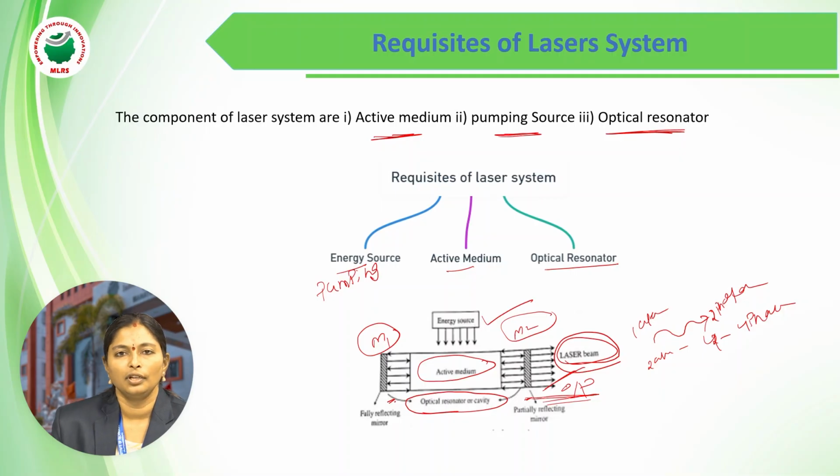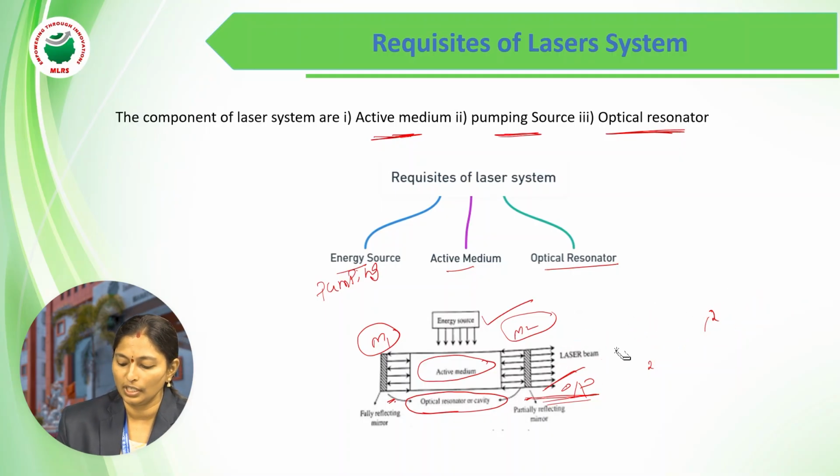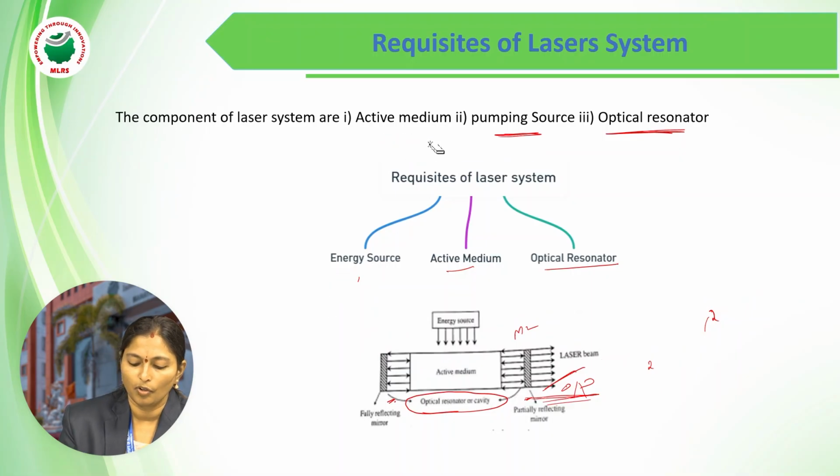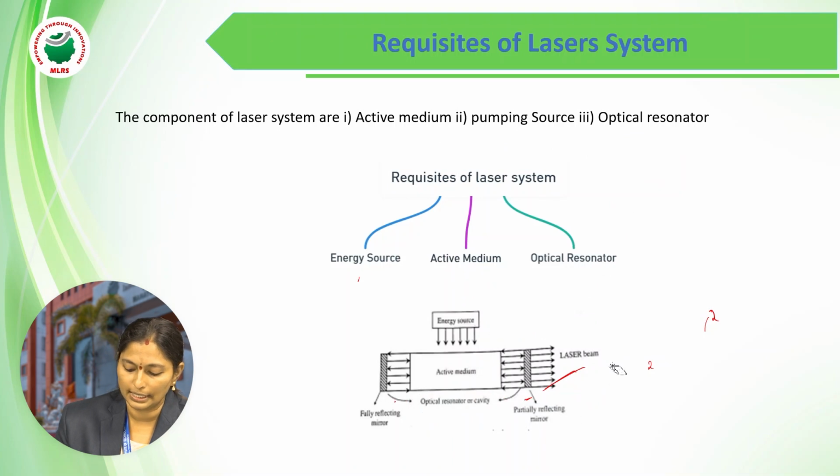The pumping source is used to excite the atom to the higher energy level. Another one is the active media, in which we are going to get the population inversion. In the optical resonator, we are getting the highly intense and coherent laser beam out. Coherence is also one of the important things for lasers. So these are the major components involved in the laser system. Whatever laser we use, these 3 components are present in the laser system.